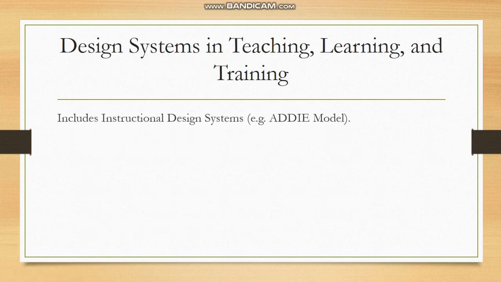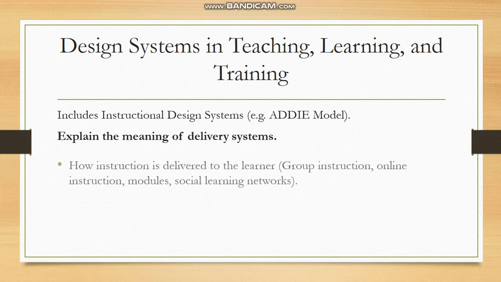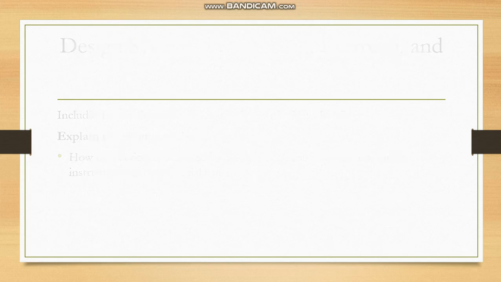Now, when we talk of design systems, it includes instructional design systems such as the RD model. You are quite familiar with the RD model, so you shouldn't have any problems when you talk about design systems because the RD model is used to design instructional programs. You should also be able to explain the meaning of delivery systems. Now, this is how instruction is delivered to the learner. You could have group instruction, online instruction, modules, social learning networks, etc.